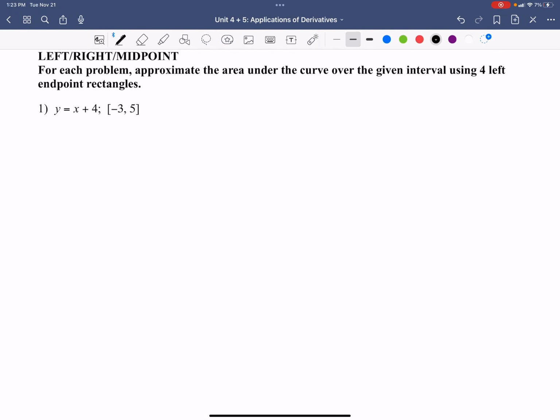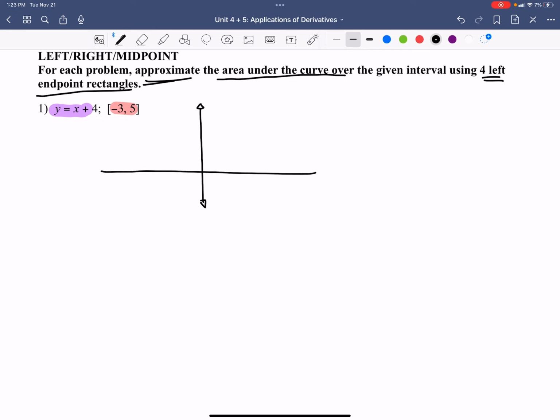Right here it says, for each problem, approximate the area under the curve, and it's an approximation using 4 left endpoint rectangles, right? And they give us this function, and it's going to be from -3 to 5, okay? So I'm going to just draw this graph. We don't have to draw this, but I want to show you guys what this looks like, just to give you an idea of what we're doing.